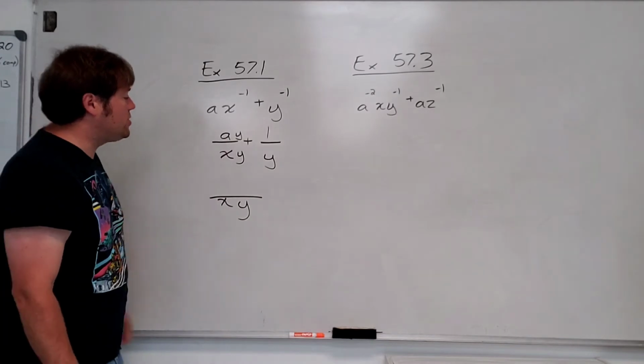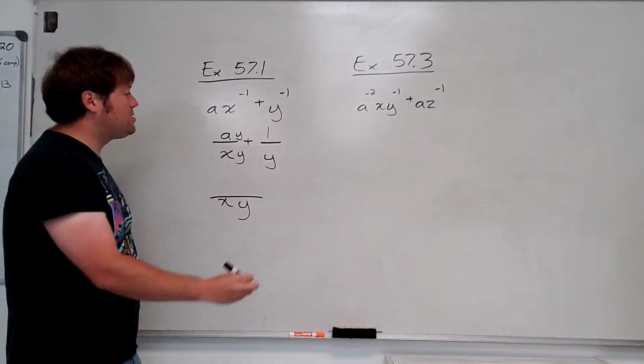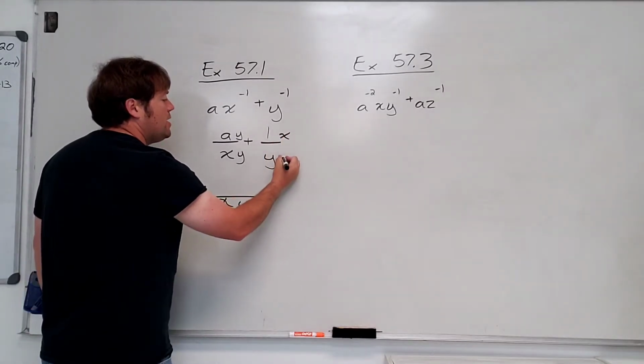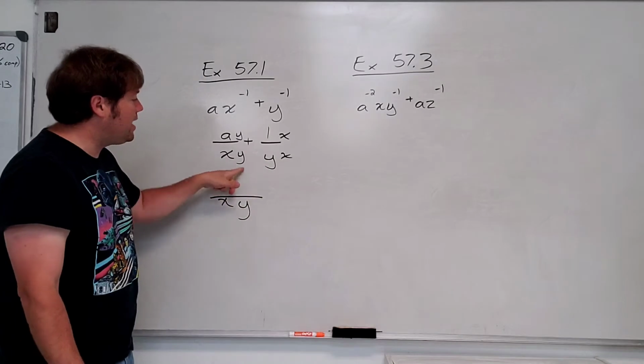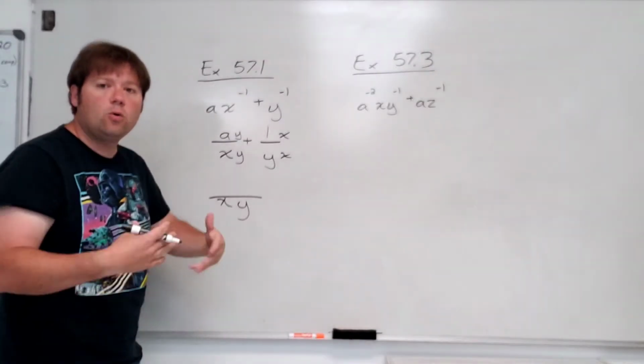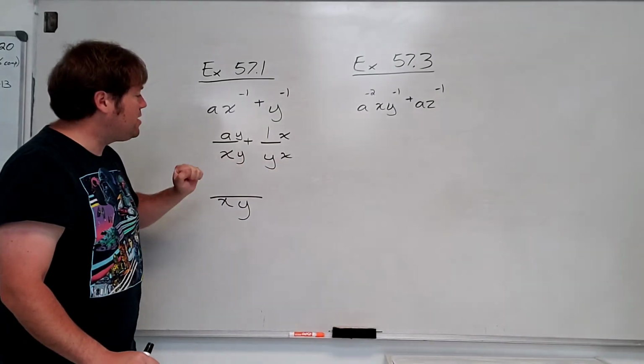We'll put that in our answer in a minute. Over here, we already have y. We need x. So we will put an x in the numerator and an x in the denominator. Now we have a common denominator, xy, yx. They're the same thing. Order doesn't matter. They both have x. They both have y. These are now common denominators.